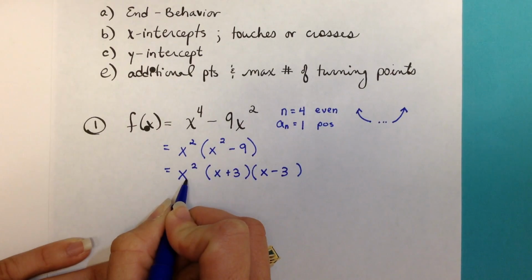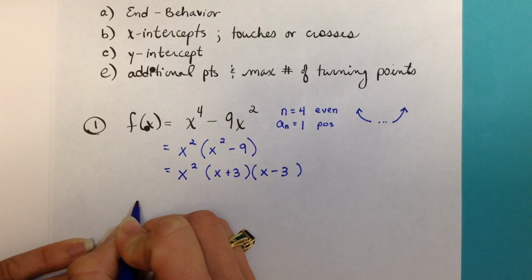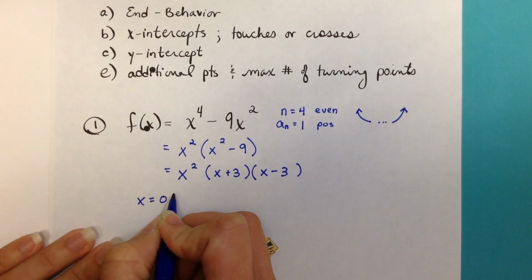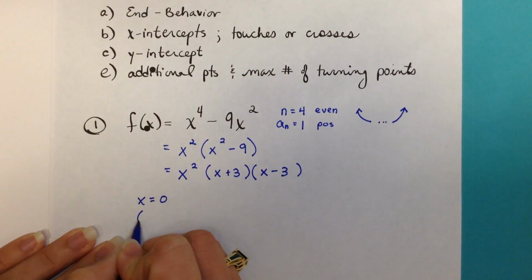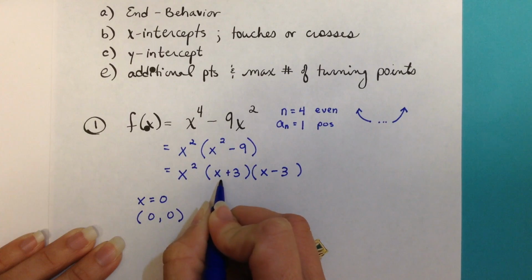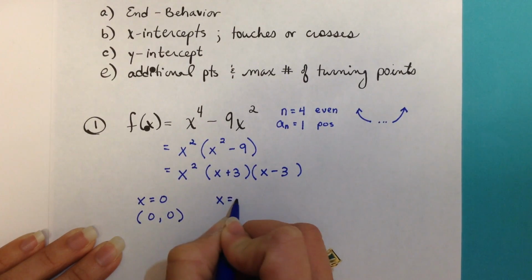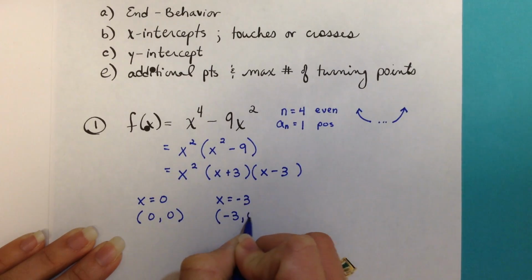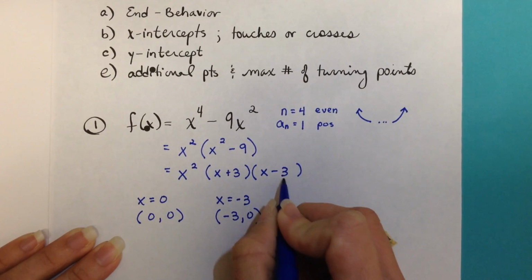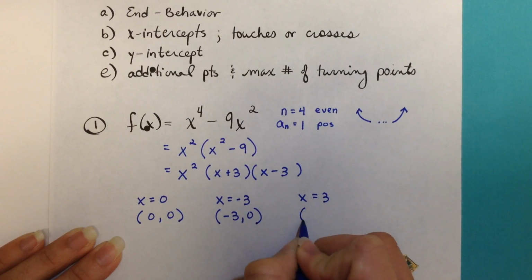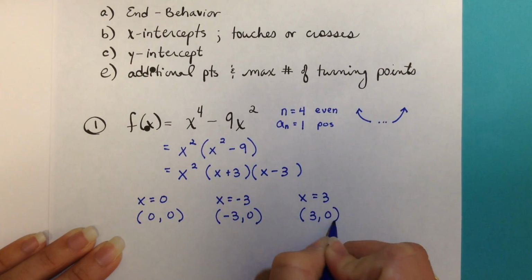Alright, when I solve x squared equals 0, then I am just going to get x equals 0, which means that I have an x-intercept at the point (0, 0). Then if I solve x plus 3 equals 0, I get negative 3, so I have an x-intercept at (-3, 0). And then last, if I solve x minus 3 equals 0, I get x equal positive 3, so an x-intercept at (3, 0).